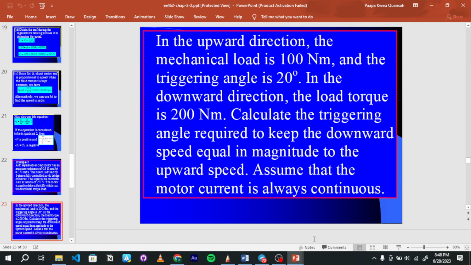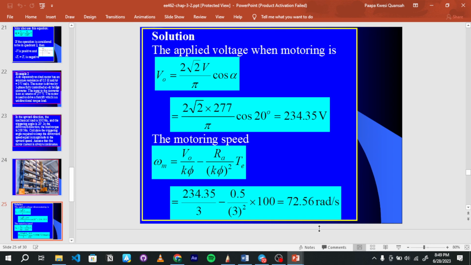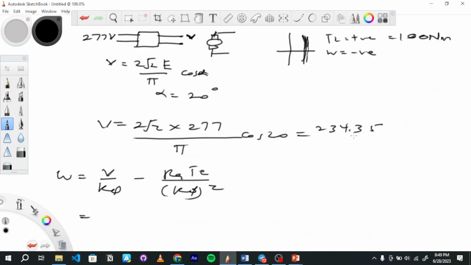Now see that in the downward direction, the load torque is 200 newton meter. Calculate the triggering angle required to keep the downward speed equal in magnitude to the upward speed. So first, let's find the upward speed. Omega is equal to V over K phi minus RA TE over K phi squared. For the upward, if I compute V, I'll get 234.35. So I'll get 234.35 over K phi, that was 3, minus RA, which was 0.5, times the upward torque, 100, over 3 squared. This is the speed for the upward motion.